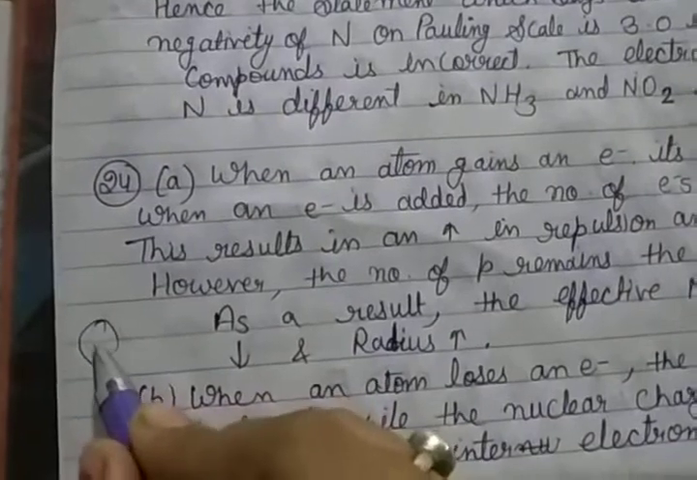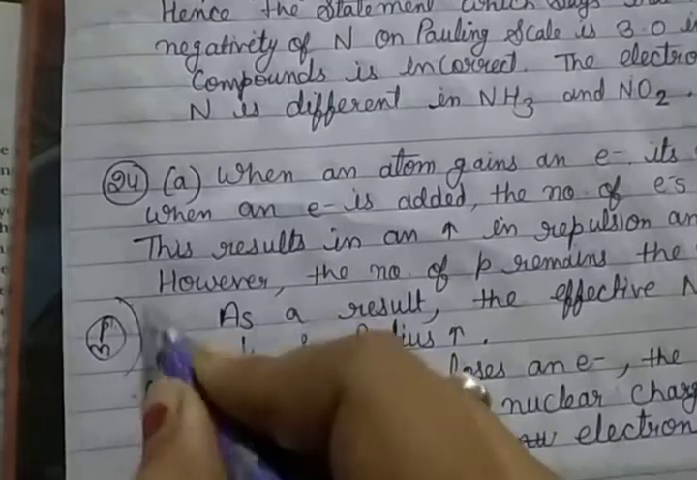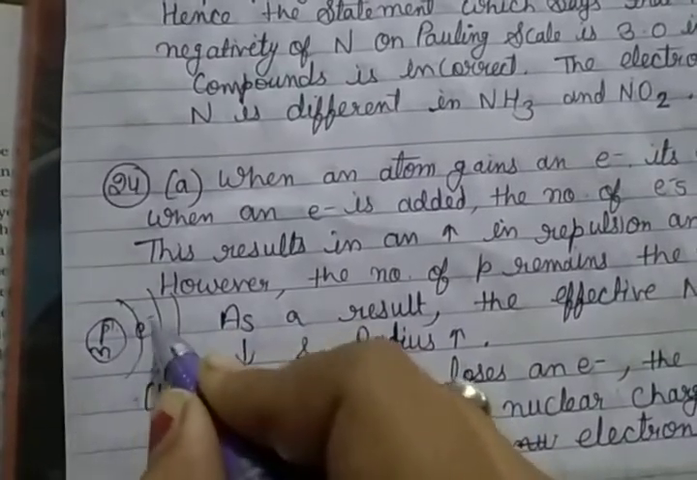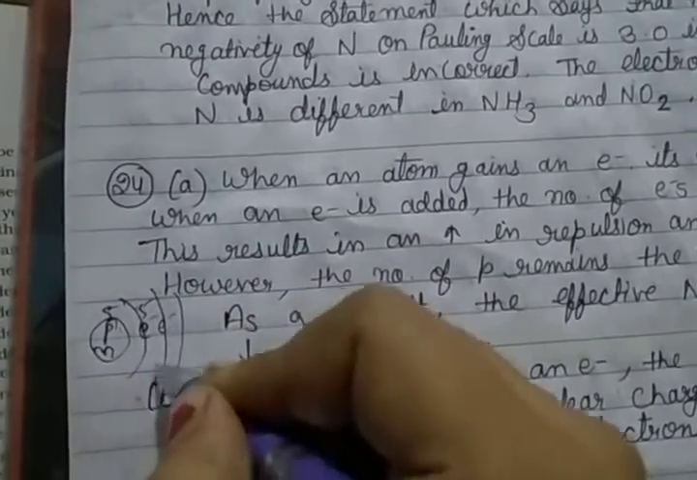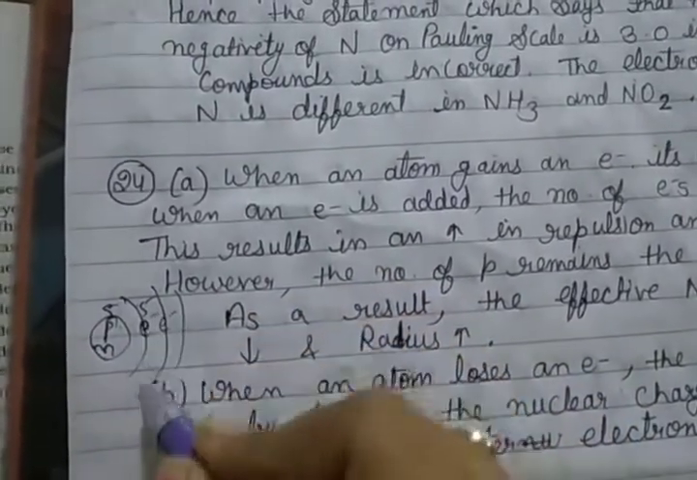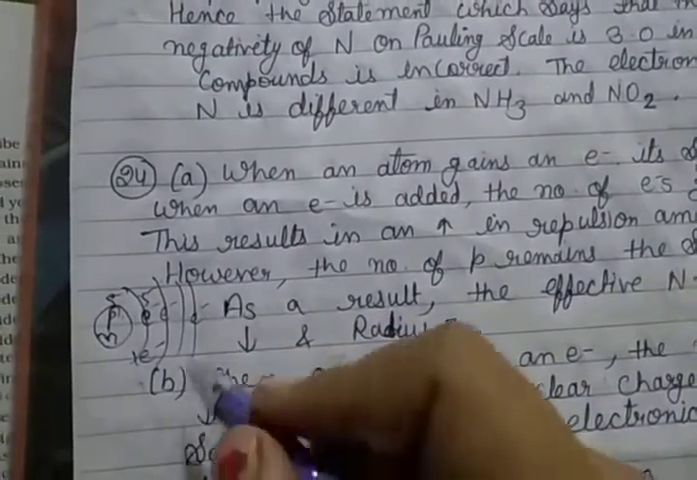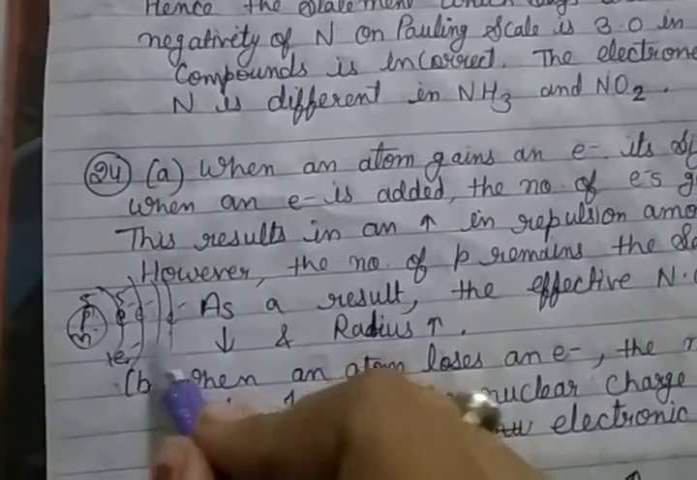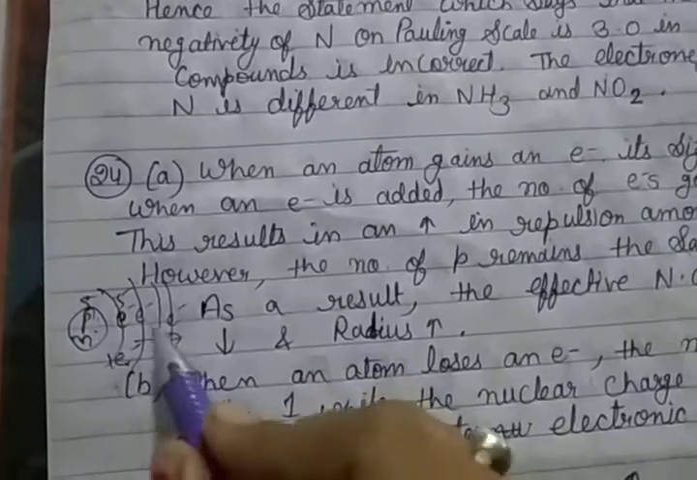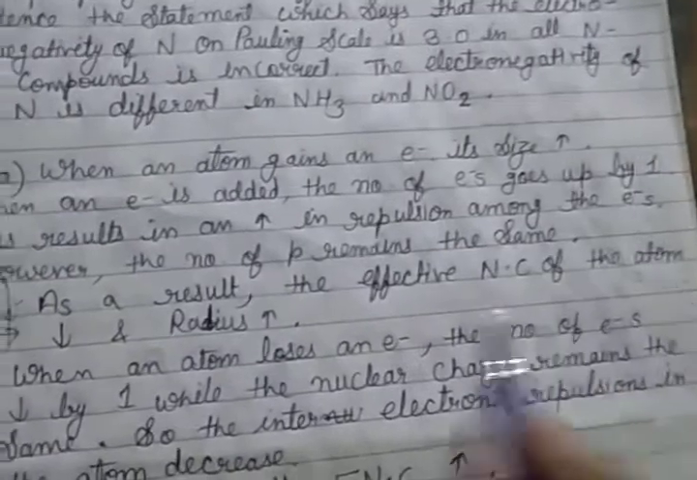Because here in the nucleus, protons and neutrons are present, and there are the outer shell electrons. If there are 5 protons and 5 electrons, but 1 electron is added to the shell and the protons do not increase, then the number of electrons increases, so the size and radius increase. But its effective nuclear charge decreases.